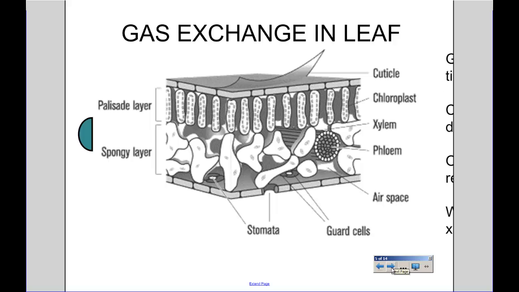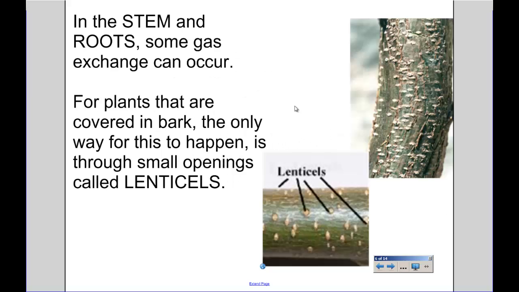That's just the protective layer. Now, in the stem and the roots, some gas exchange can occur. However, most of that gas exchange does occur in the leaves. For plants that are covered in bark, the only way for this to happen is through small openings called lenticels.